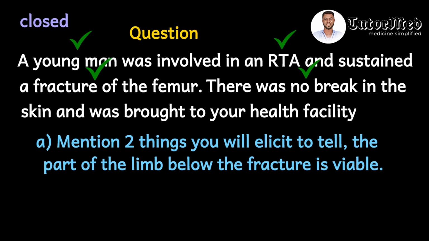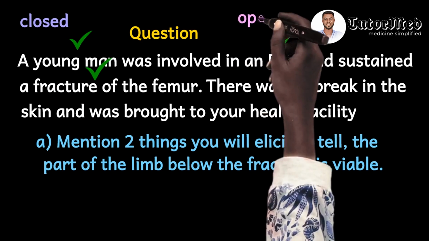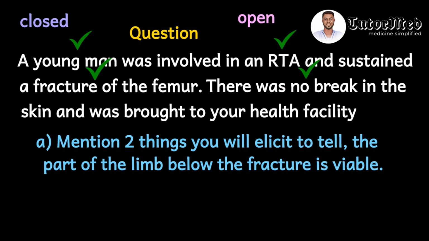Now, if there were a breach in the skin such that the external environment communicates with the broken bone or the fracture hematoma, then it will be an open fracture and the management will be different. Now, back to the question. It is asking us the things we will do to prove the leg is still viable. In other words, how we will tell that the leg is still alive, the part of the leg below the fracture.